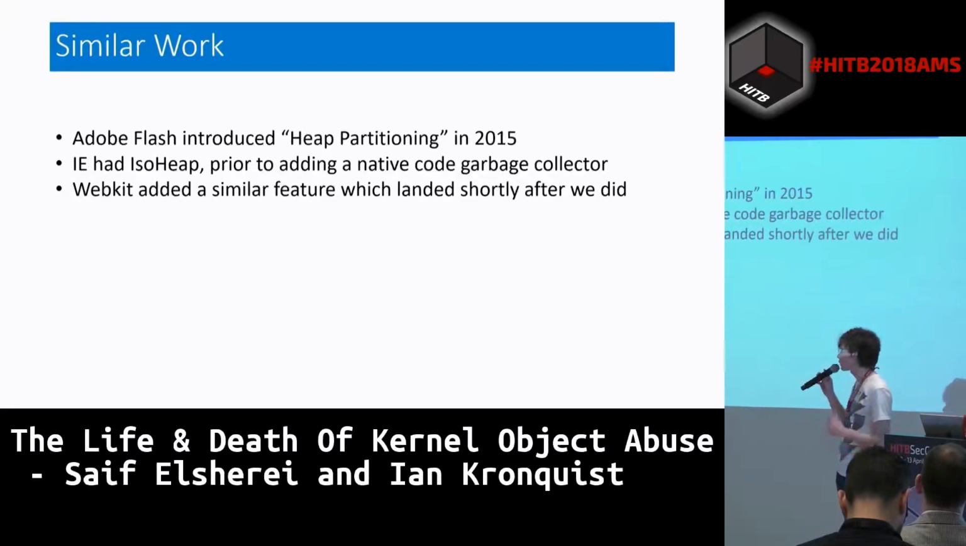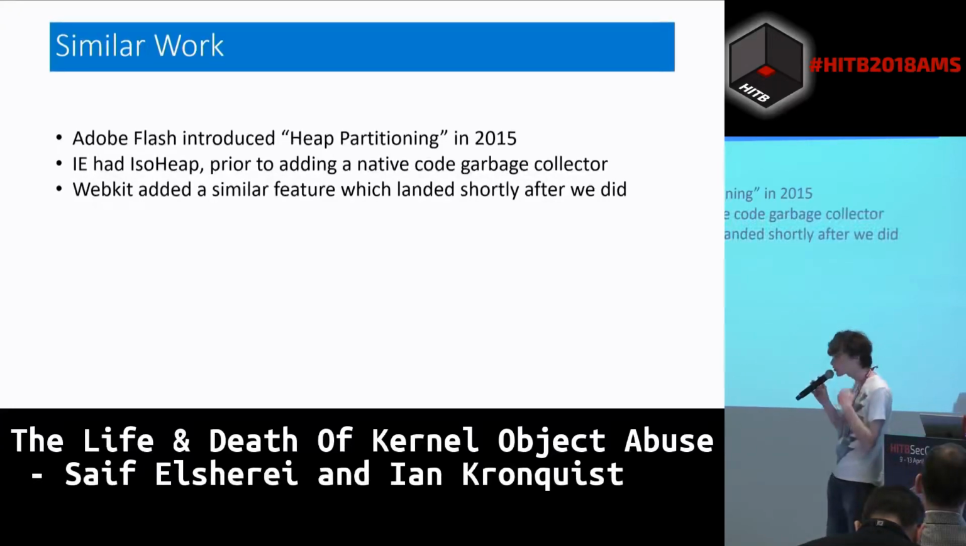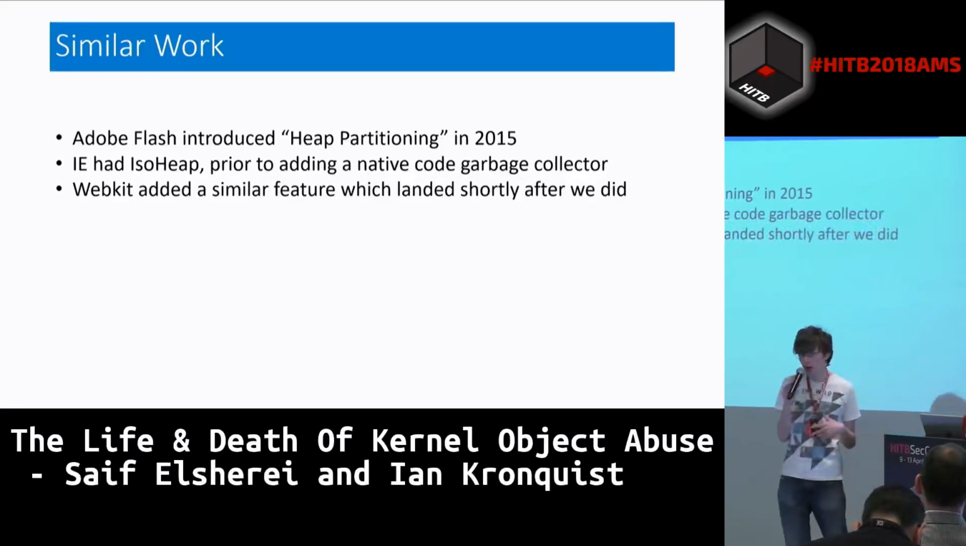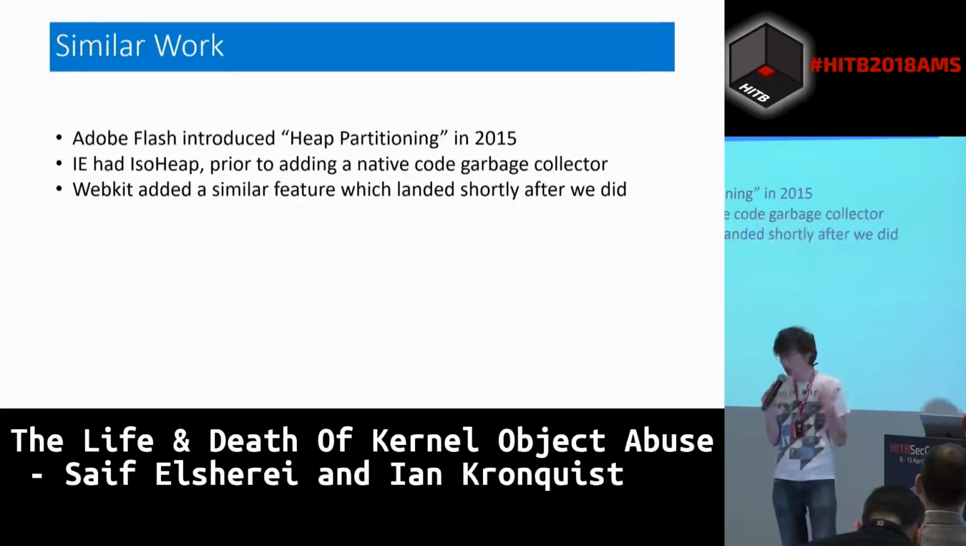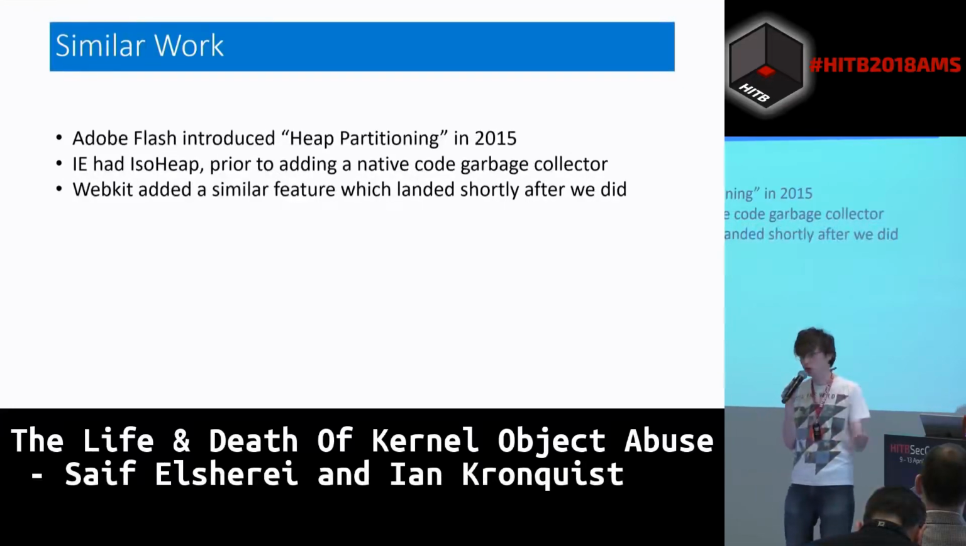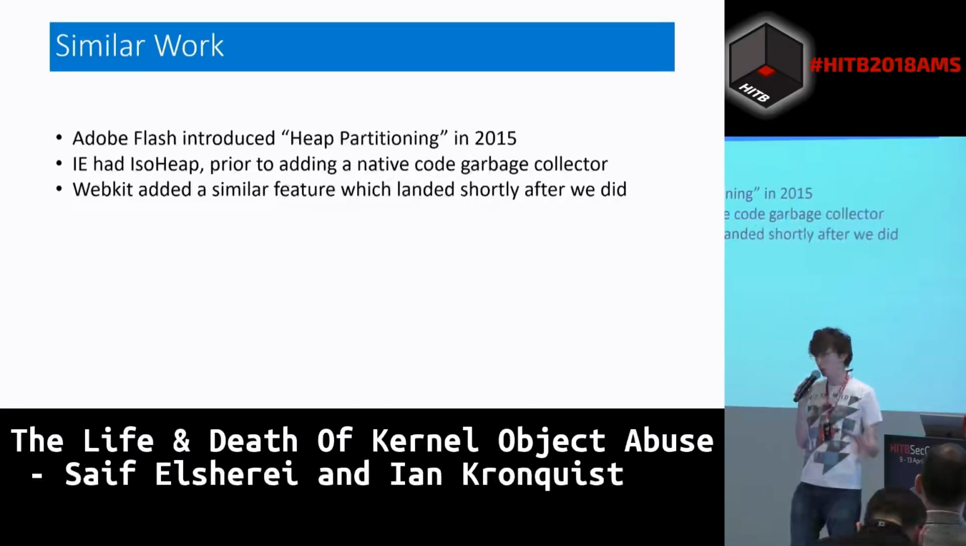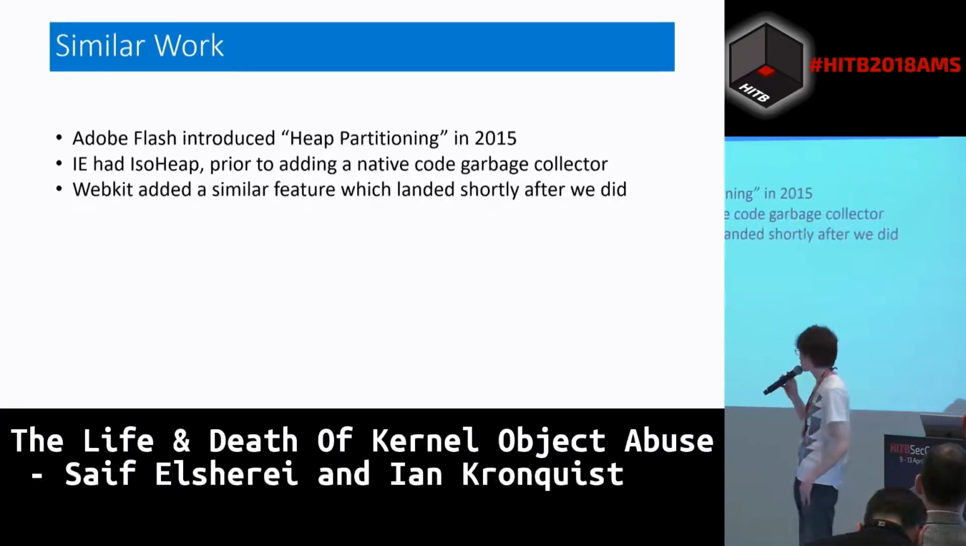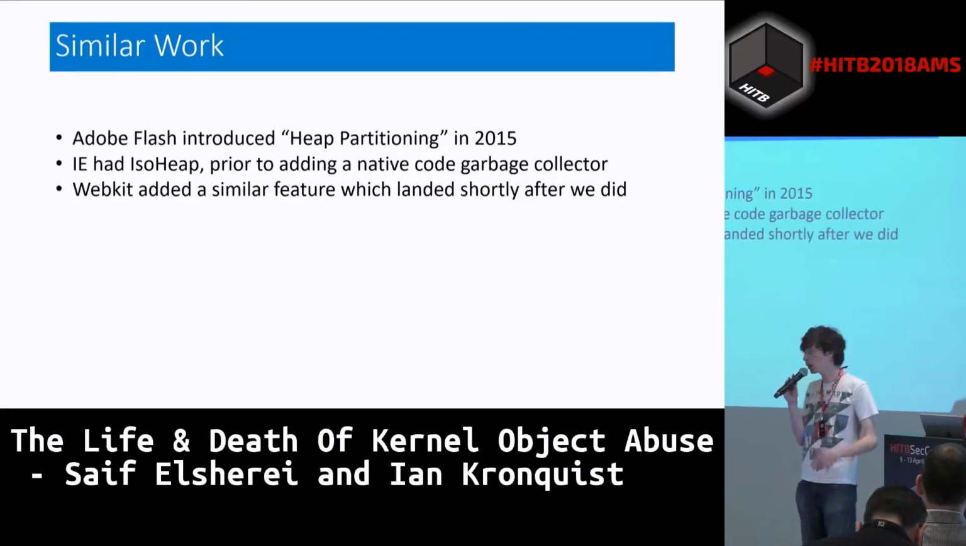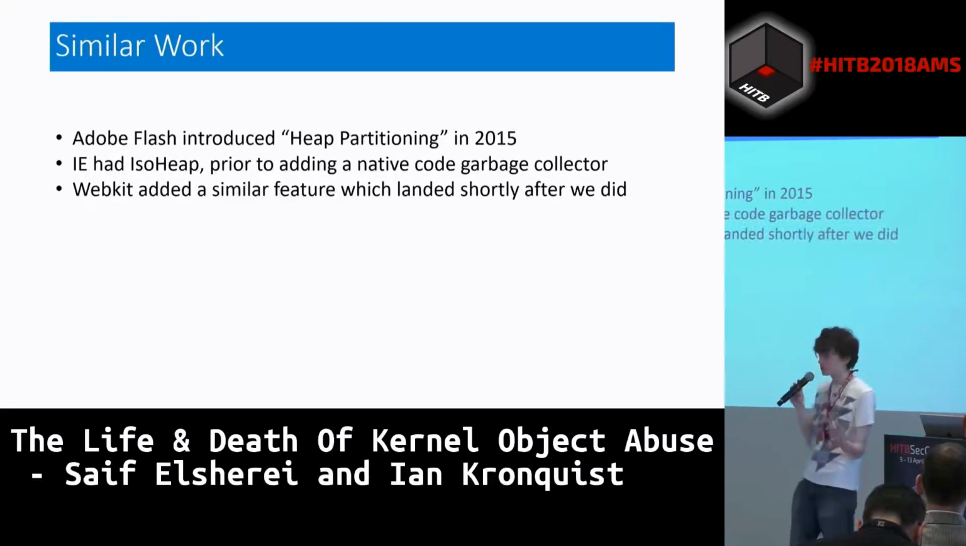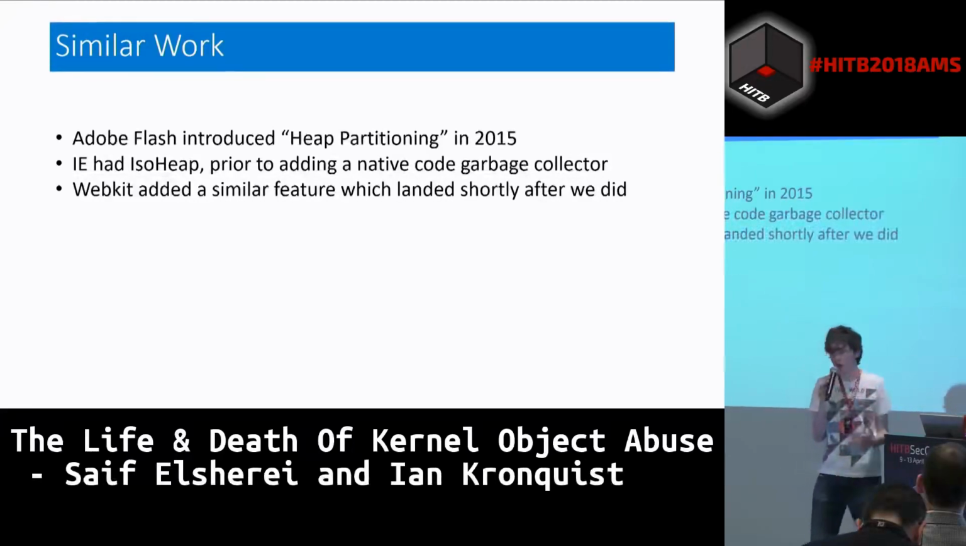Around the same time, IE added isoheap, which is a very similar technique. They later improved upon isoheap to add a garbage collector. So now they don't use that, they just use a garbage collector on this native code, kind of similar to the Boehm GC, if you're familiar with that. And then shortly after our code landed, WebKit added a similar feature, and it works. It's pretty much the same sort of strategy.